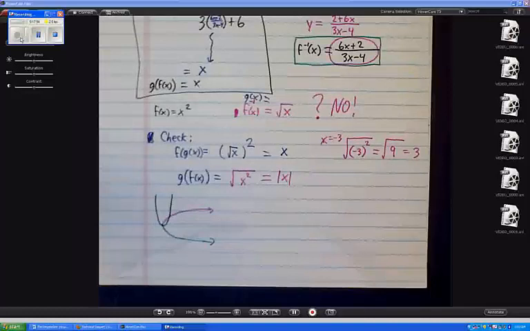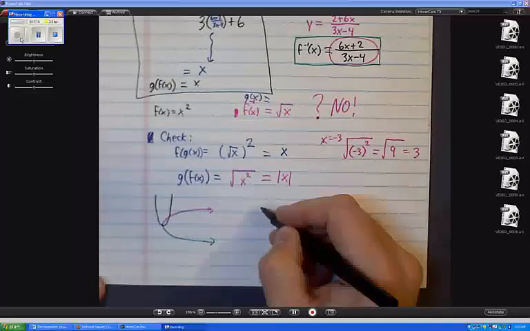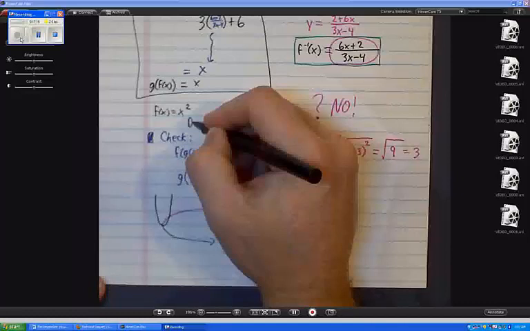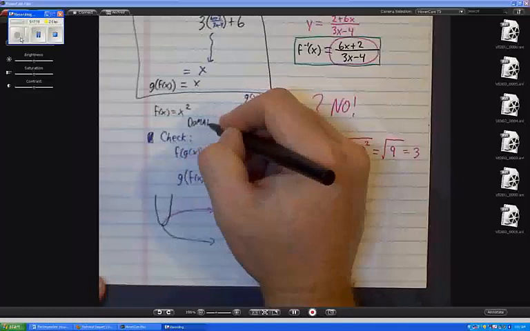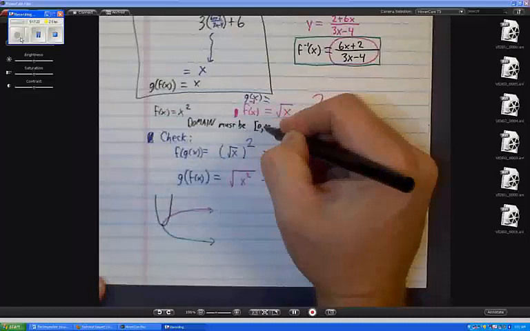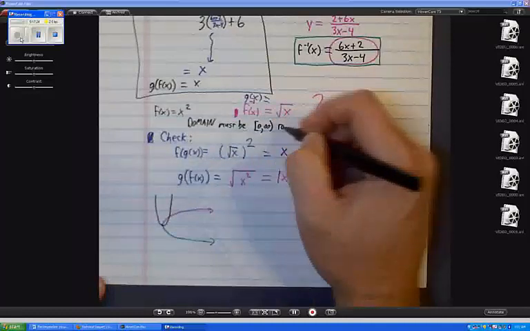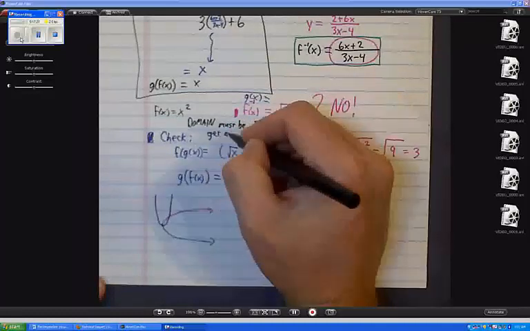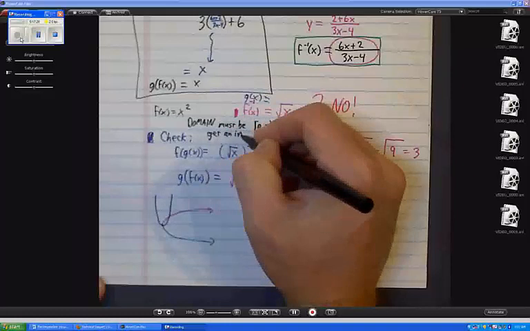So, to get an inverse, you really need the domain to be from 0 to infinity. And we'll talk more about that tomorrow, guys. But you definitely have enough to do your homework, which is good.